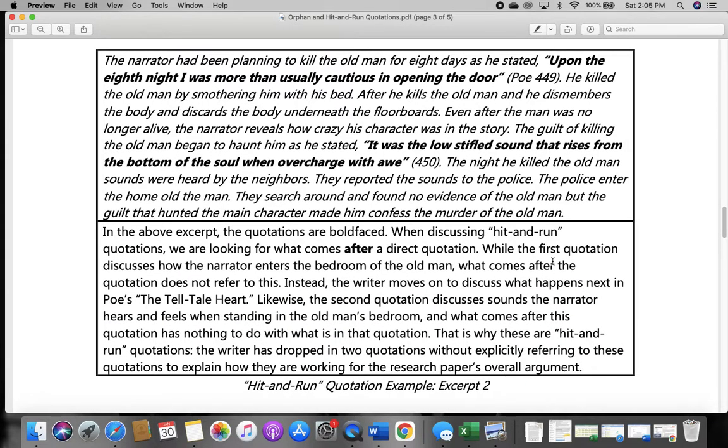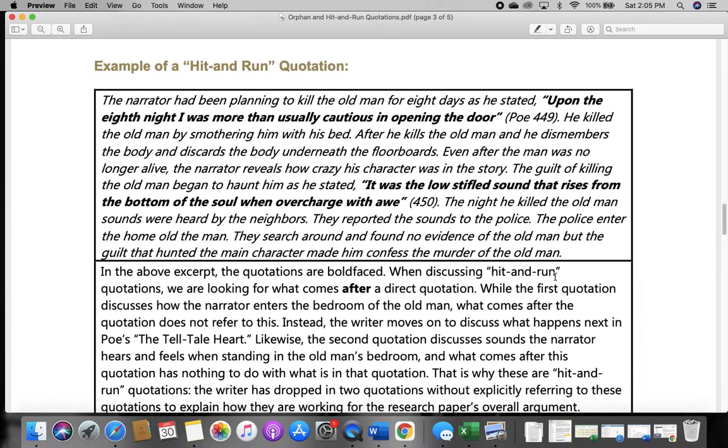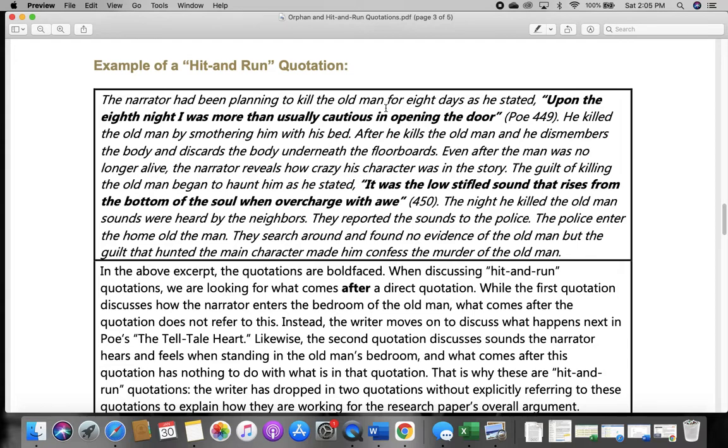The writer has dropped in the two quotations without explicitly referring to the quotations to explain how they are working for the paper's overall argument. So that's what hit and run quotations are. It's just, here's some stuff from the text, and then I'm just going to go on and talk.